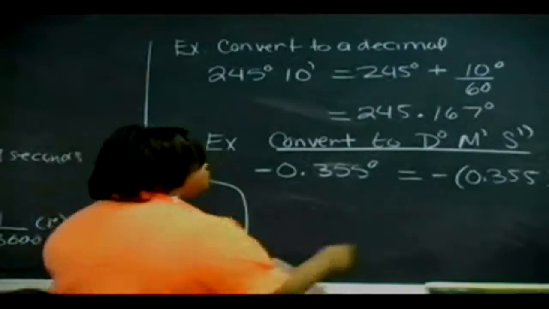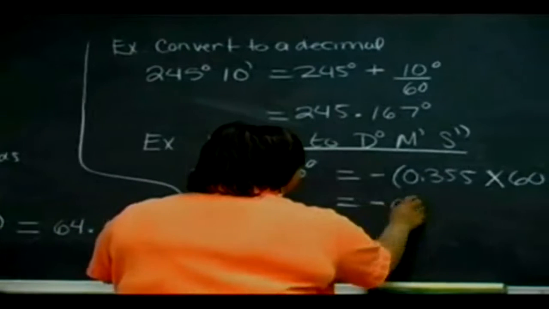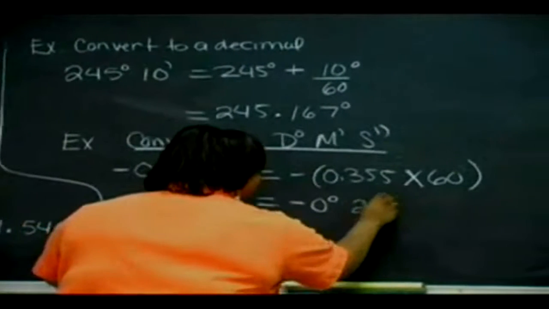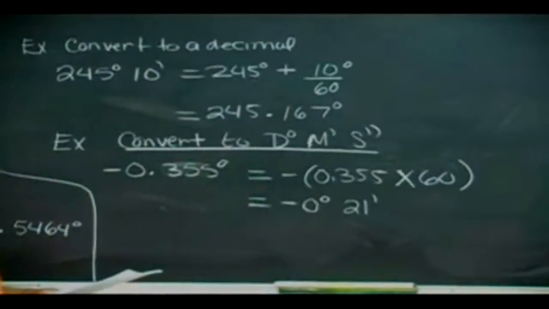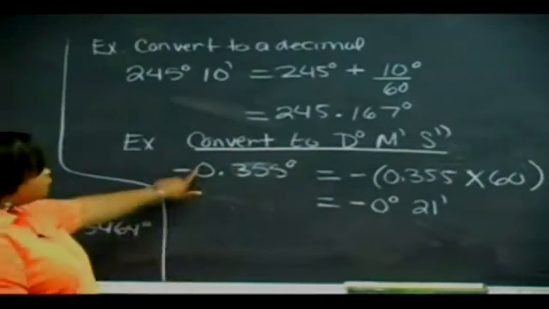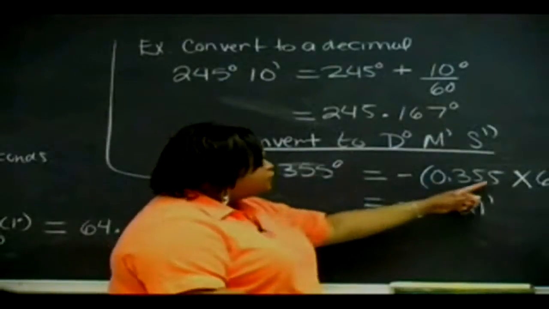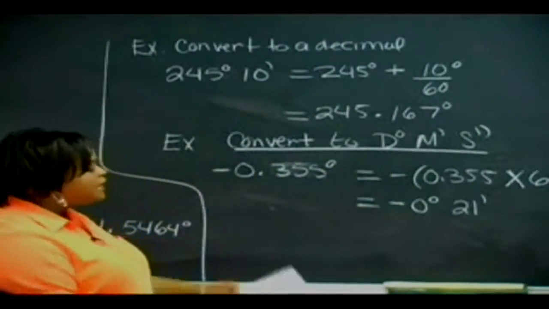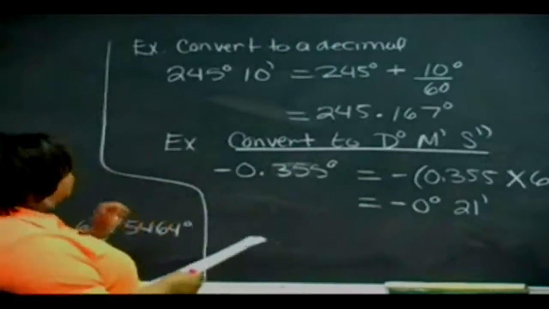But I'm going to use that 21. We know it's 0 degrees. I'm going to take the whole number portion, and that's going to be my minute portion. Does that make sense? Okay? I know it's going to be negative 0 degrees. I do 0.355 times 60. I get 21.3, but I take the whole number portion, and that will be my minute.